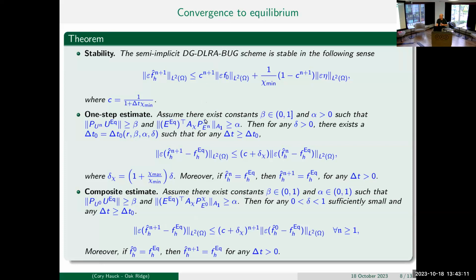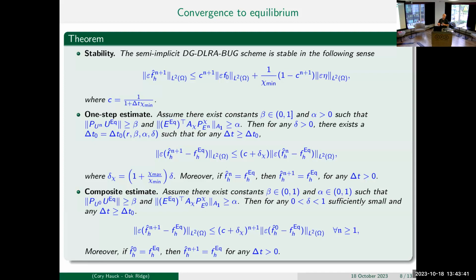Then we can show a one-step estimate. What I have to do is start with some constants, beta and alpha, that are positive constants. They're defined so that these two quantities in norm are essentially bounded away from zero. So what is this? This P is a projector. Given U, which is a set of vectors at a given time step, this projects you onto the span of the vectors in U.